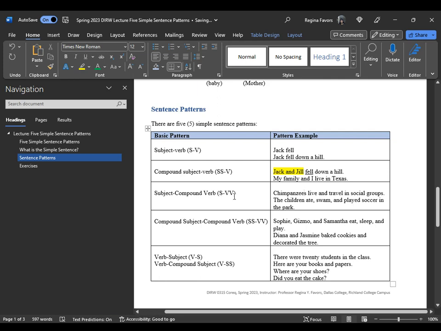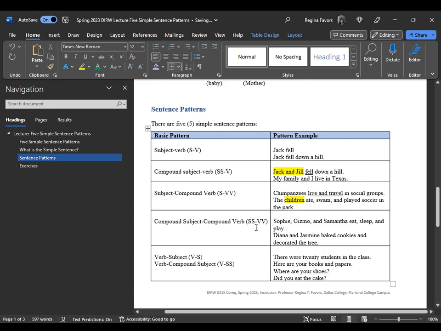So there's a single subject and then a compound verb. Chimpanzees live and travel in social groups. So chimpanzees is a plural subject, but it needs a plural verb, which is live and travel. And then the children would be the subject of the sentence, and then they ate, swam, and played. So that's a single subject, 3 verbs, ate, swam, and played.